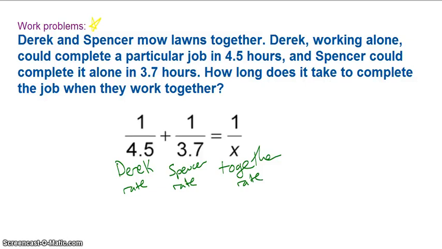So we set up an equation kind of like the one that we just did with the wind and current problems. And this is our rate for Derek. So in 1 hour, he'd be able to complete 1 over 4.5 of the job, and Spencer can complete 1 over 3.7 of the job, and then together I've got 1 over x. So essentially I have 1 over one guy's rate, 1 over the other guy's rate, and then 1 over x, which will tell us our total time in general.